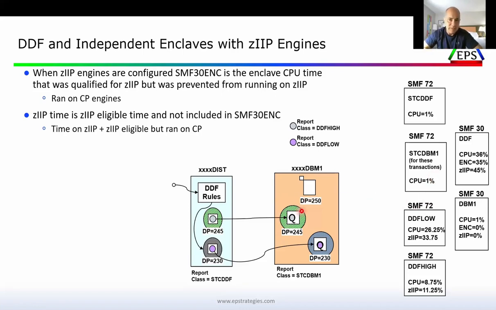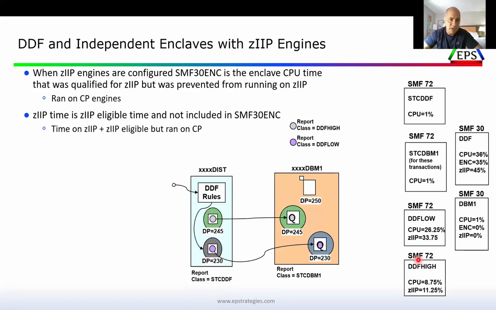And then you're going to see in the SMF72, because we have our report classes for the enclaves, that's where the CPU time is accumulated to, right? So because of that, that's why we can do velocity and response time goals. That's why we can do multiple period service classes, because we can accumulate the CPU and understand when we want to change periods and all that kind of stuff.